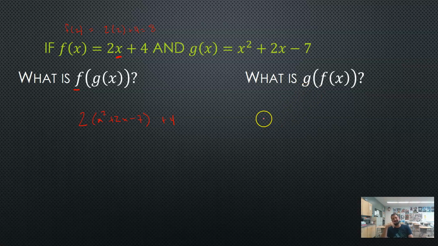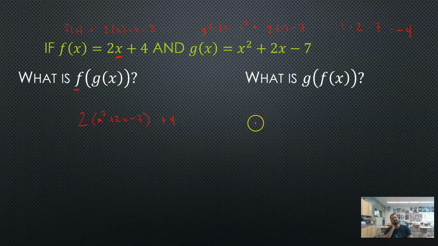If I had g of f of x, I would do the exact same thing. If I had g of 1, I would just go 1 squared plus 2 times 1 minus 7, replacing all of my x's on the right-hand side of my equation with a 1. So I'd get 1 plus 2 minus 7. That is negative 4. Again, this should be review. That should kind of jog your memory as far as what that is.